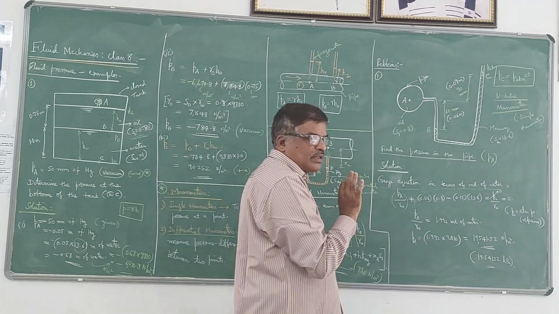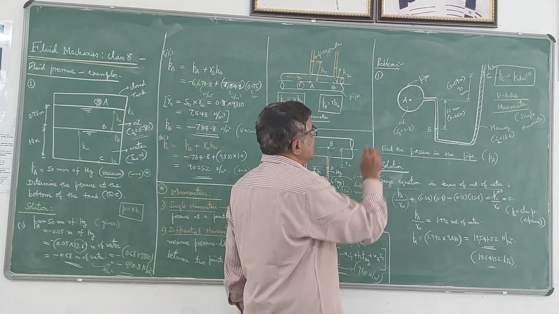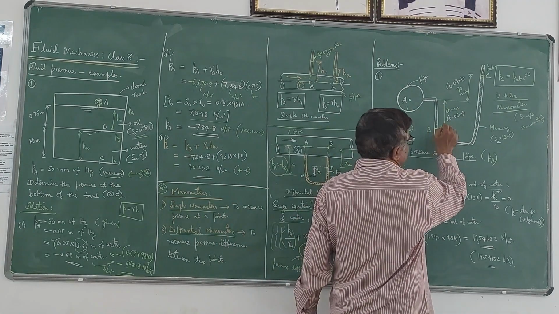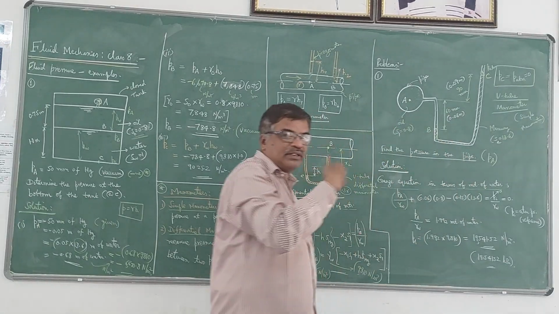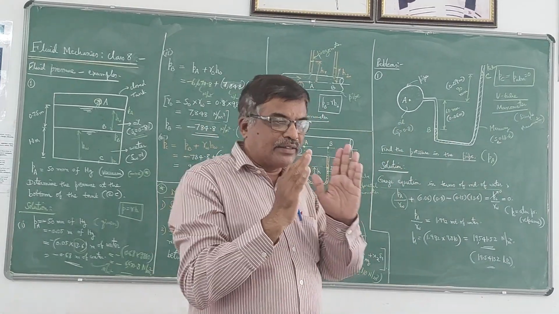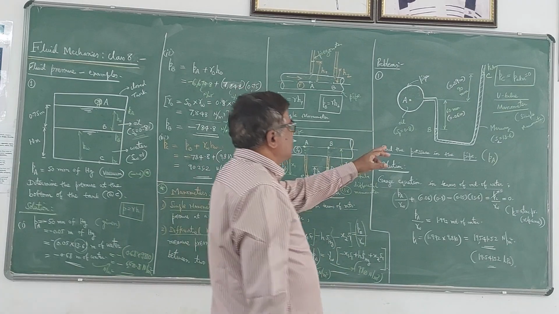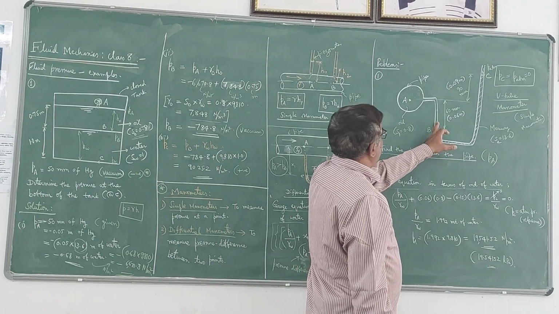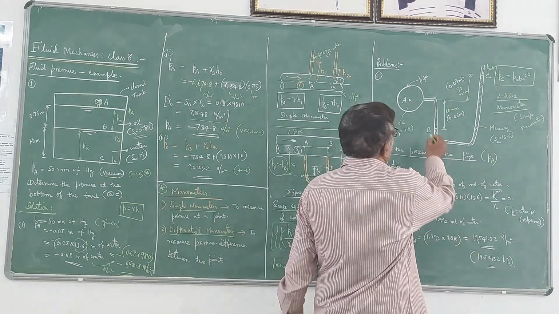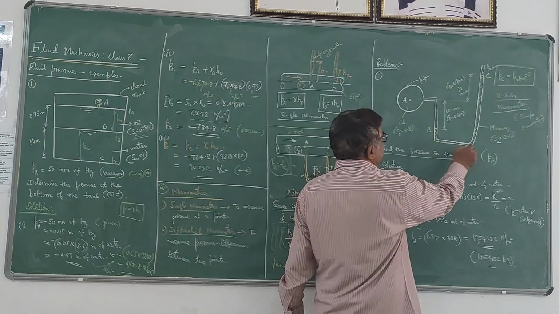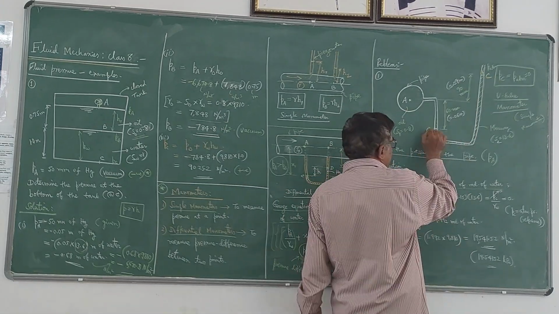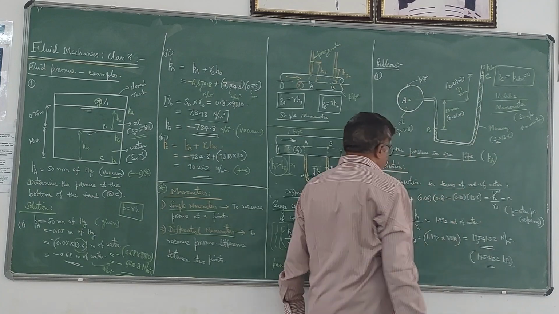First term is always PA by gamma W. Next point I will take here. So wherever there is change in liquid, that point you name it. So now there is a change here from oil to mercury. So this point I will take it as C, and the last point I will take it as B.